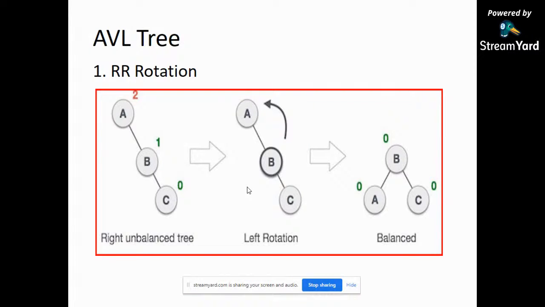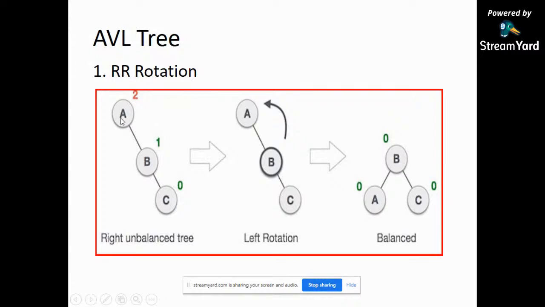So the first rotation is the RR rotation. When a binary search tree becomes unbalanced due to a node being inserted into the right subtree of the right subtree of A. Here you can see this is the node A. A node is inserted in the right subtree of the right subtree. Node C is inserted in the right of the right subtree, that is B. So this is RR. So here you can say that this is in the right and this is also in the right.